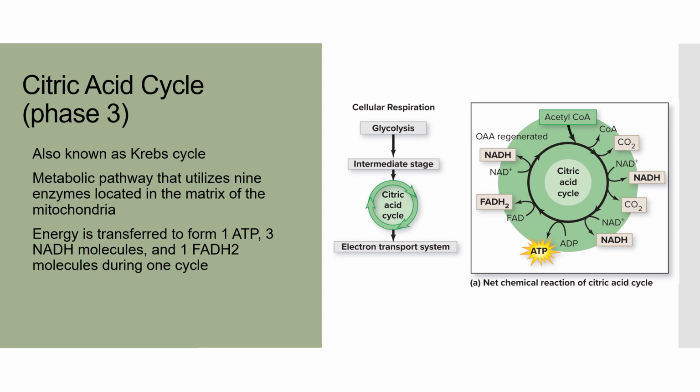So in phase 3, the citric acid cycle breaks down acetyl coenzyme A, releasing carbon dioxide and generating high energy molecules like NADH and FADH2, which will be used in the electron transport chain to produce more ATP.